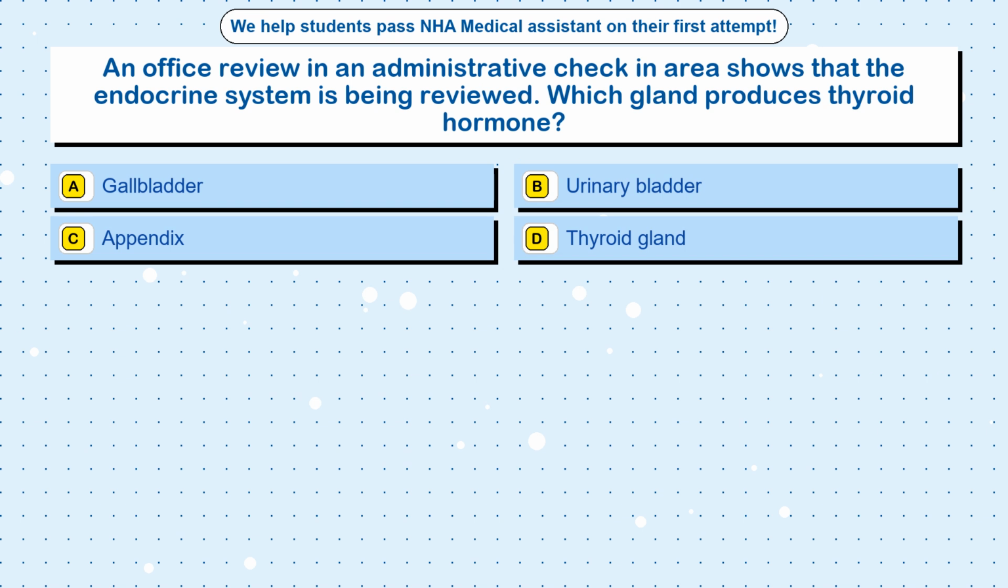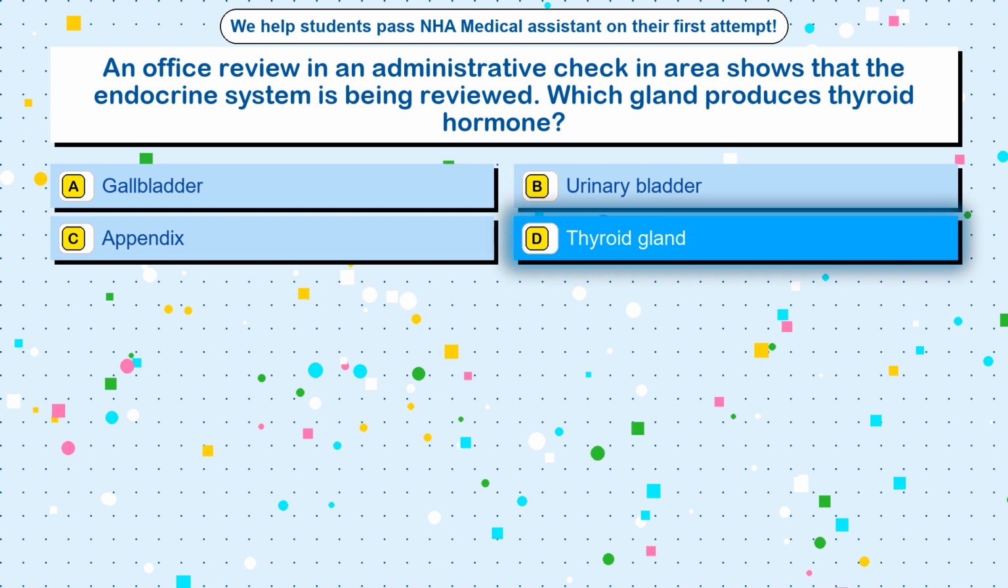Question 34. An office review in an administrative check-in area shows that the endocrine system is being reviewed. Which gland produces thyroid hormone? Option A, gallbladder. Option B, urinary bladder. Option C, appendix. Option D, thyroid gland. The correct answer is option D, thyroid gland.